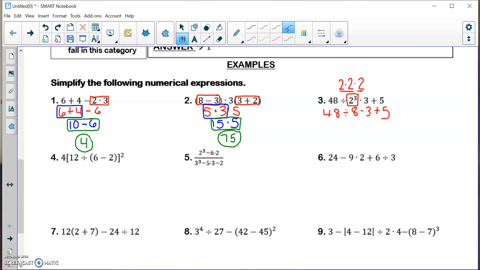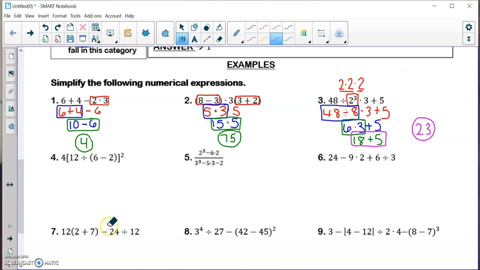Starting from the beginning of the problem, I do multiplication and division from left to right. So the division comes first. 48 divided by an 8 is a 6. And then I rewrite the rest of my problem. Now I start from the beginning. A 6 times a 3 is an 18. Rewriting the rest of my problem, I have one final step, an 18 plus a 5, which gives me my value, which is 23.